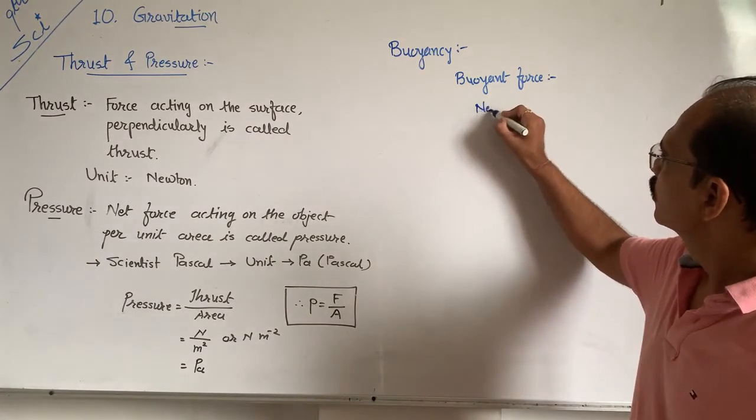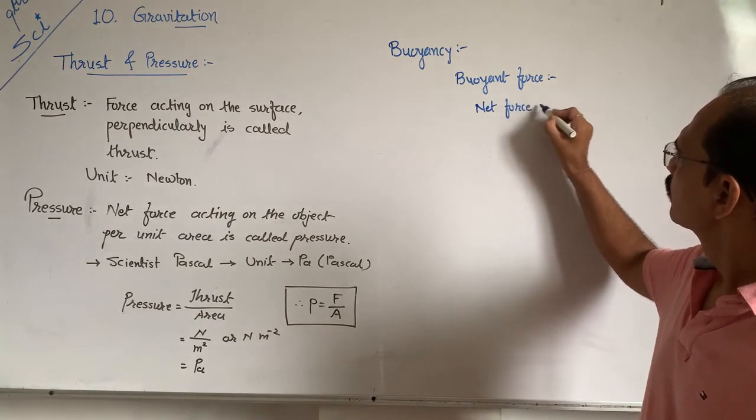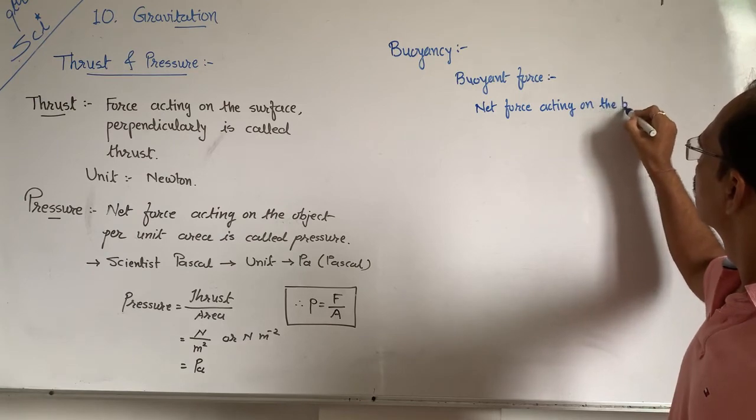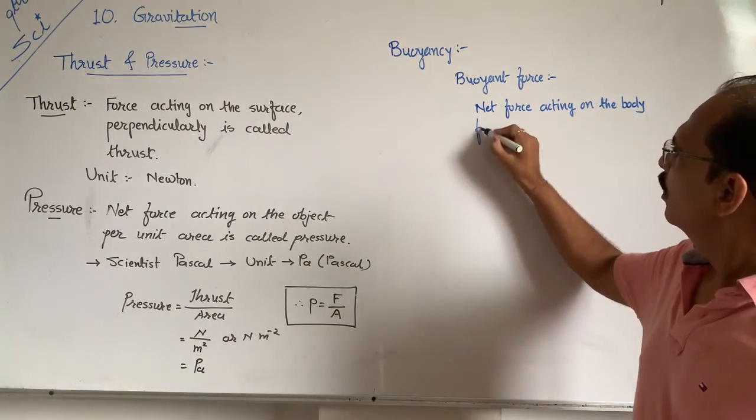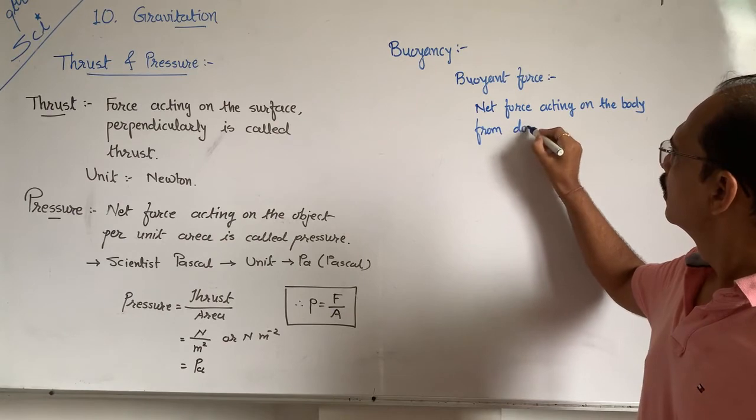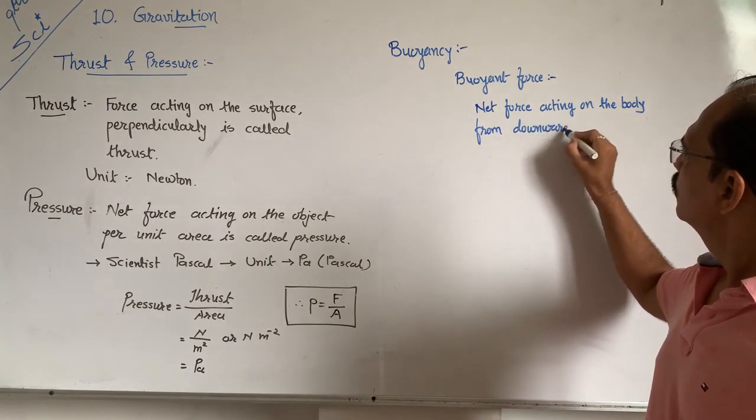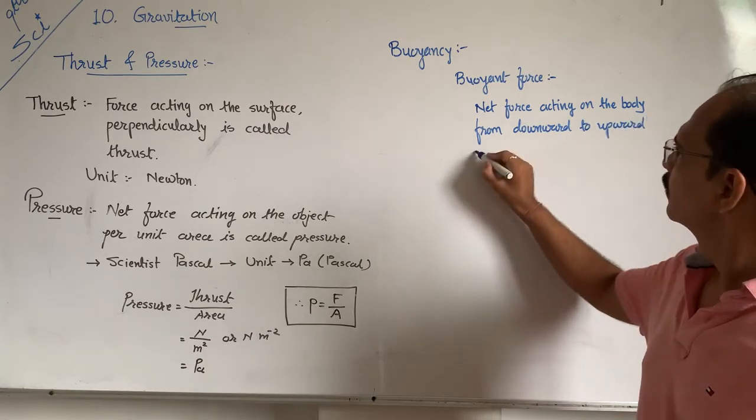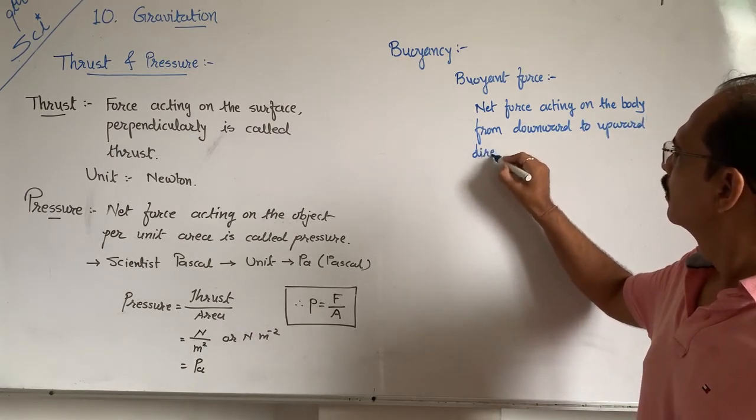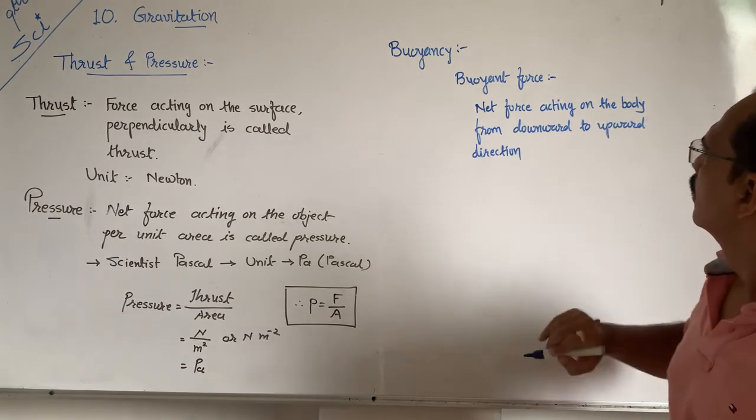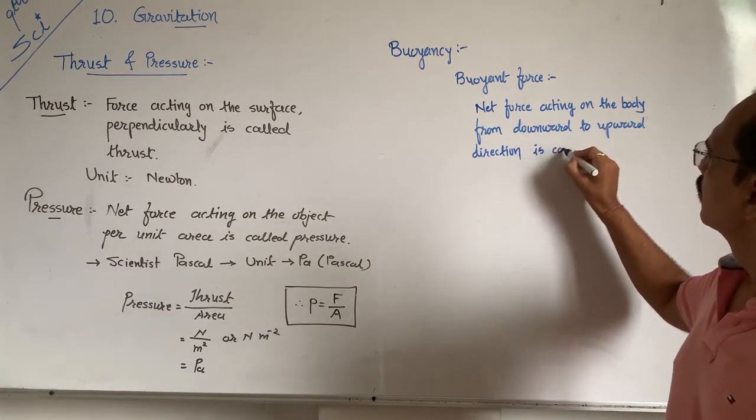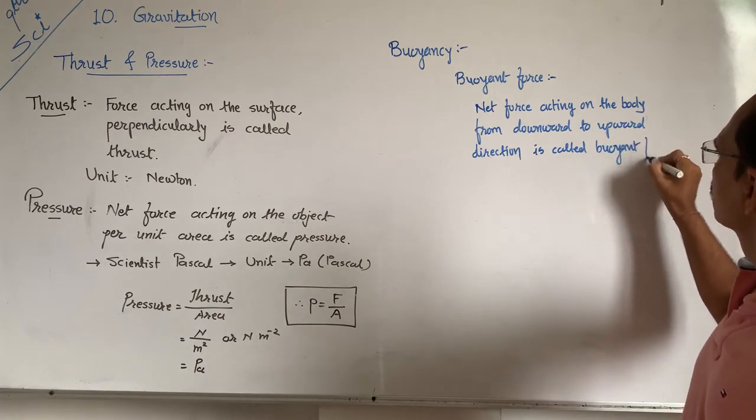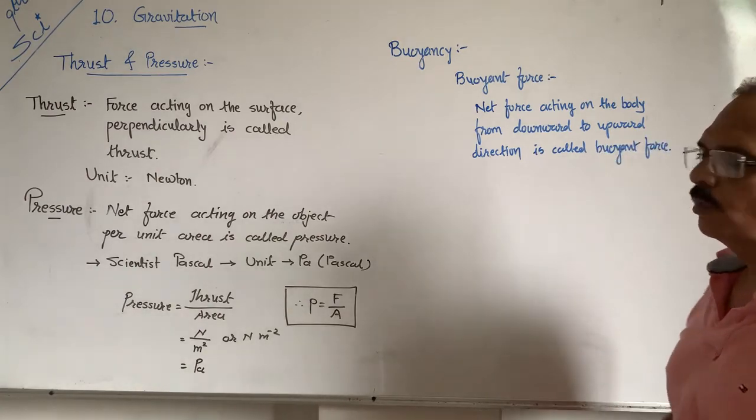The net force acting on the body from the downward to the upward direction is called buoyant force.